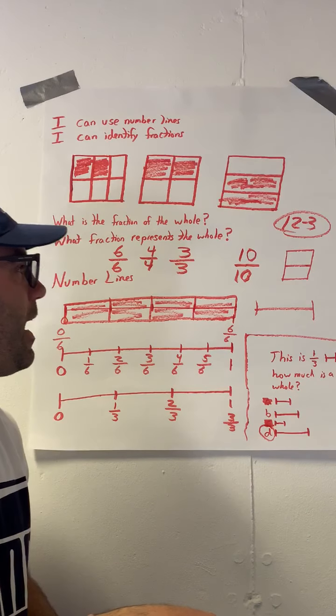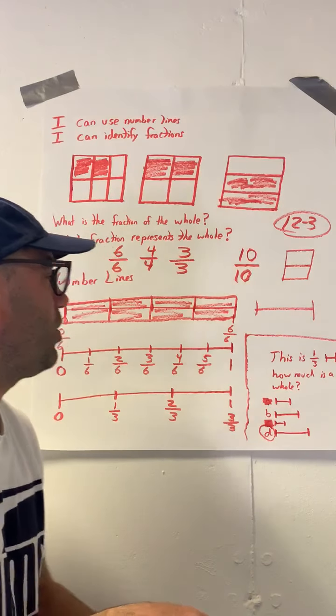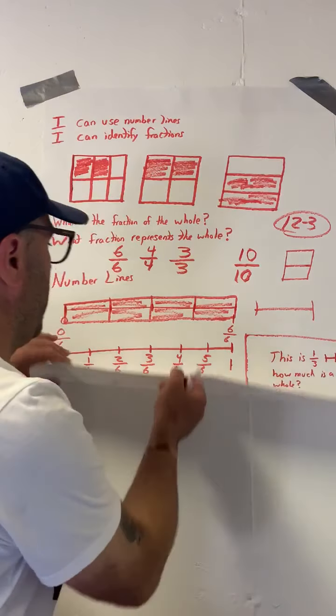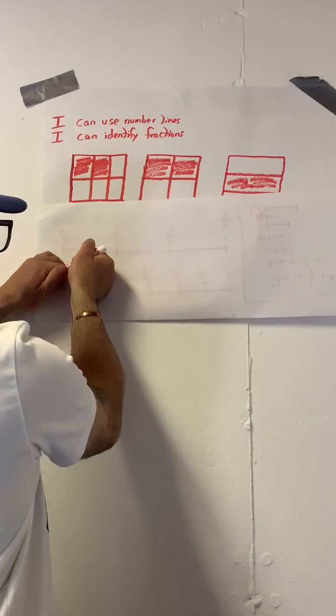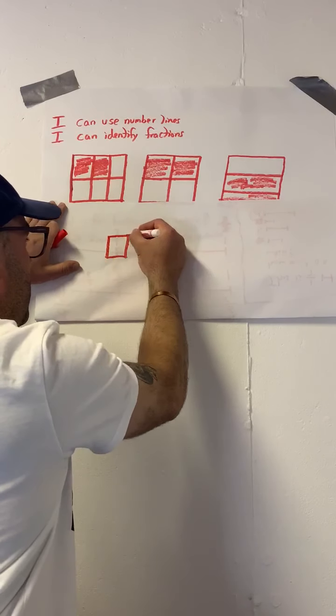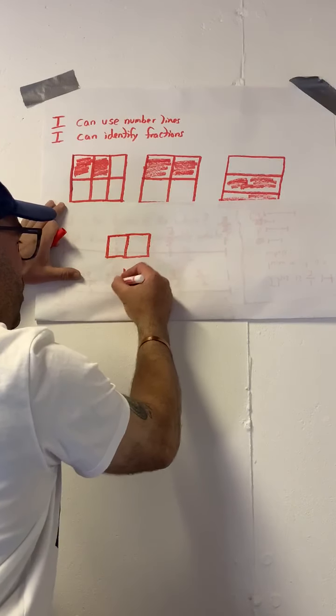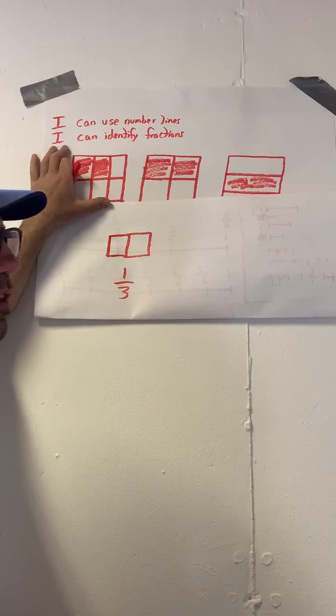And then there's a couple little tricky questions today. Well, one tricky question, let me show you what it looks like. It says, something like this. I don't remember exactly what it looks like, but it says something like this represents 1/3 of a whole. So what would the whole look like?